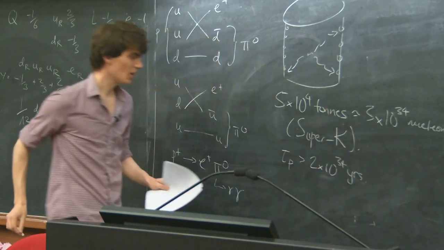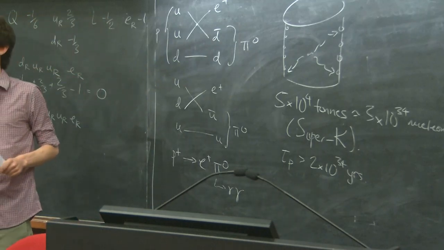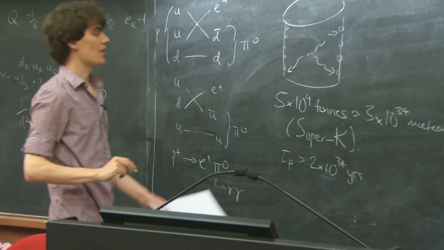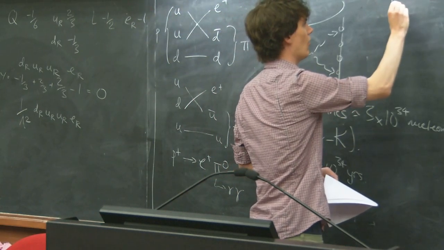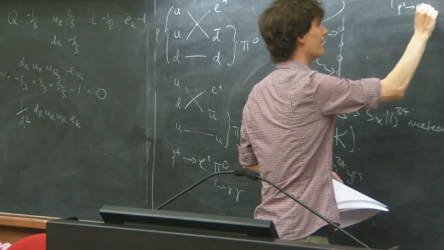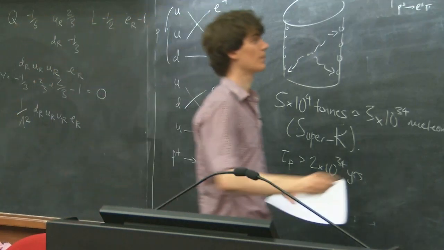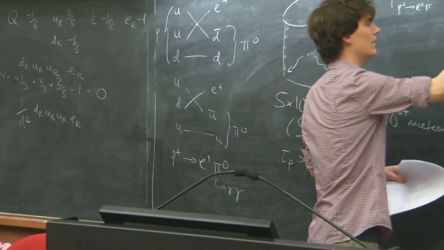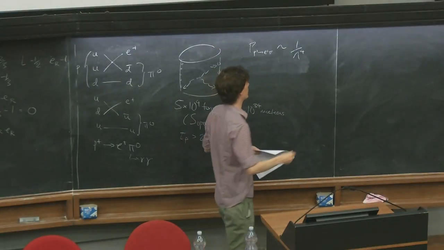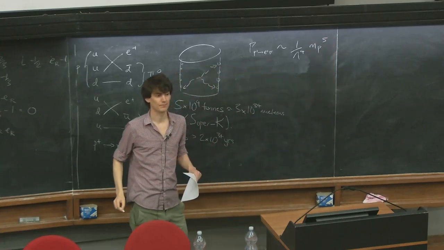The bound is greater than of order 2 times 10 to the 34 years. So what does this mean for the kind of physics that can give rise to baryon number violation? Extremely schematically, just dimensionally, the rate of proton decay is going to depend on 1 over lambda to the 4. And then the other energy scale we've got in our problem is the mass of the proton. Of course, there are order 1 factors and everything, but dimensionally speaking, it's going to go like that.